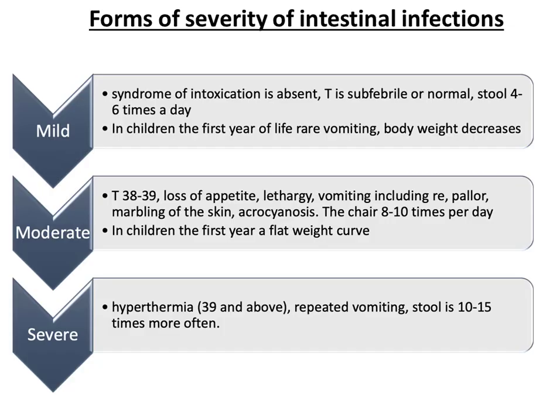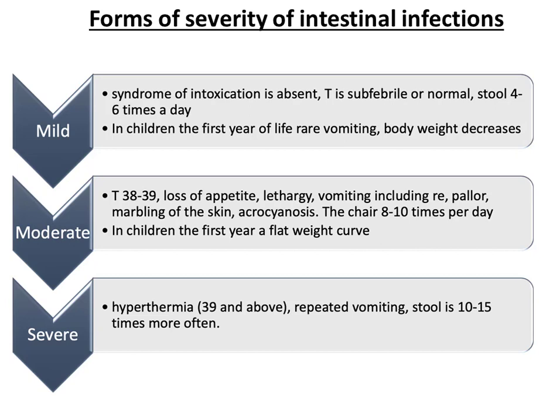Forms of severity of intestinal infection. We subdivide three forms: mild, moderate, and severe. Mild is characterized by the absence of intoxication syndrome. Temperature is subfebrile or maybe normal. Stool is 4-6 times a day. In children in the first year of life, rare vomiting is possible, and usually we see a decrease of body weight.